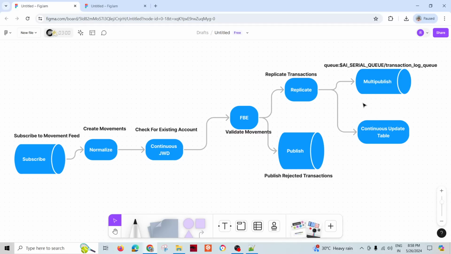Now, if the amount is valid, then we can use the data for the insert and update of all those transactions. So this is simple basically.